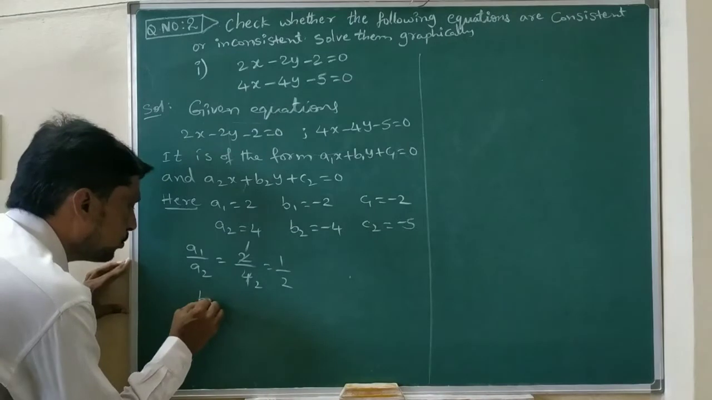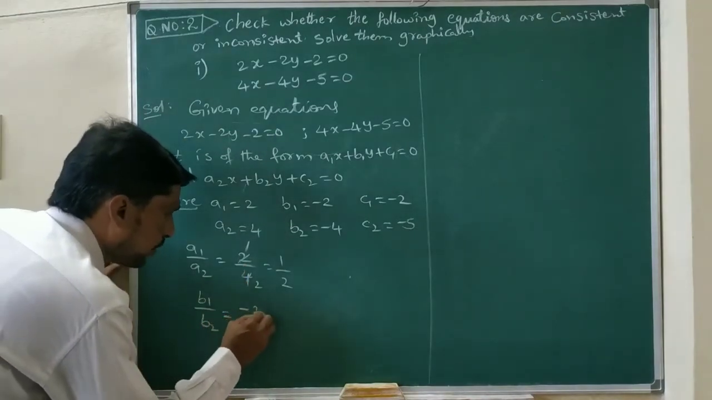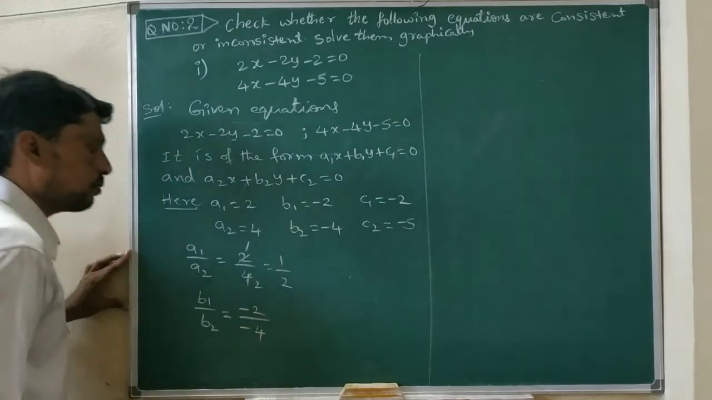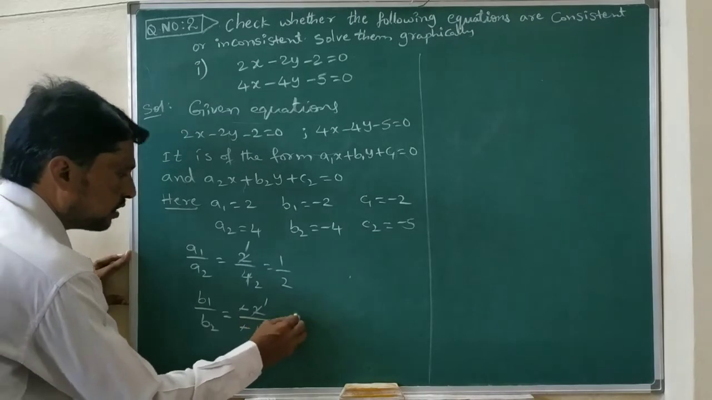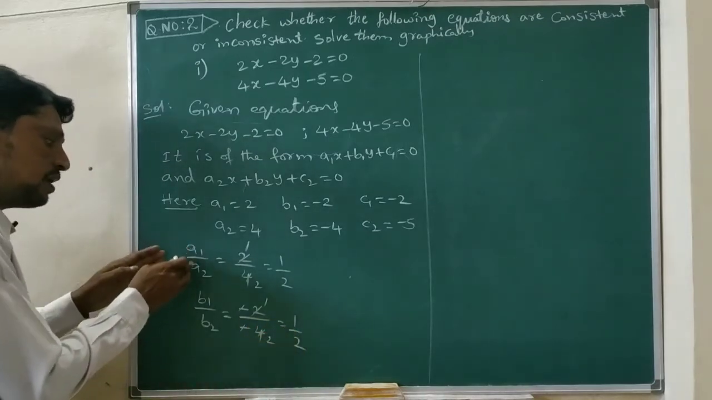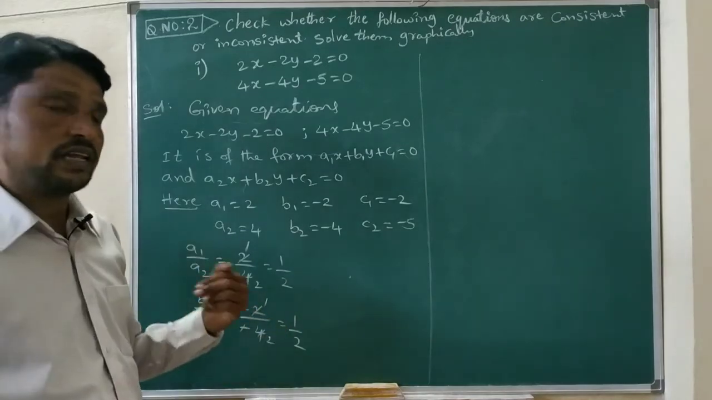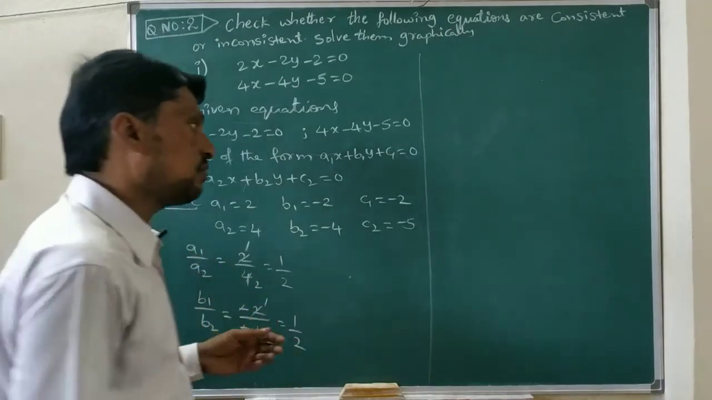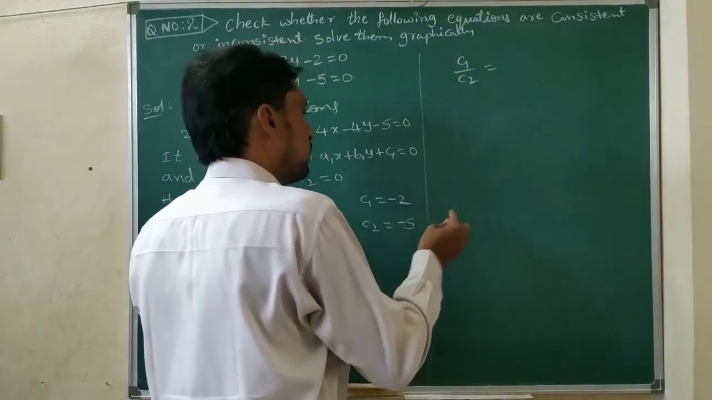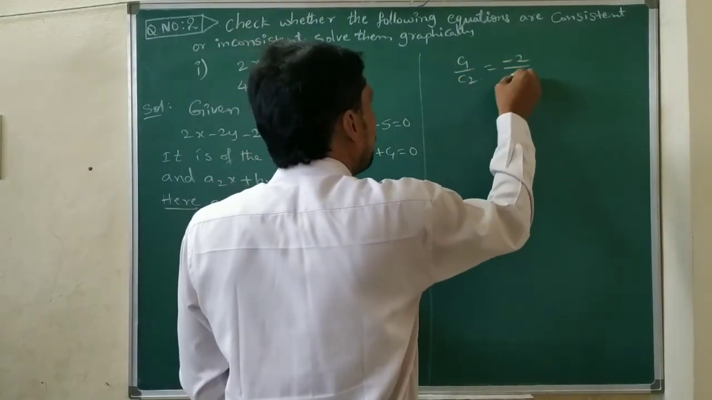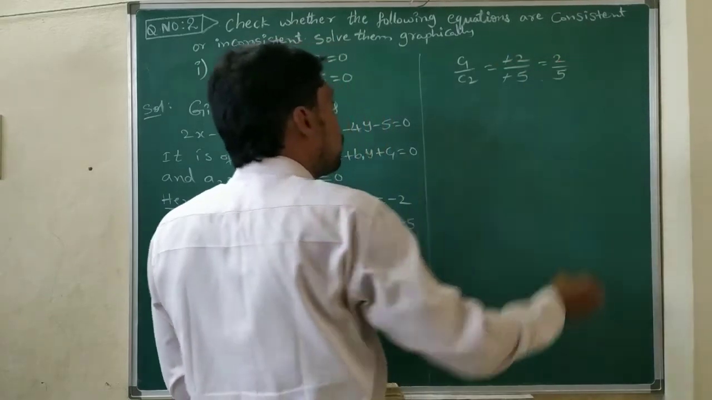Next, b1 by b2 we can take. So b1 by b2 means the b1 value is minus 2 by the b2 value minus 4. Minus minus get cancelled. 2 ones are 2, 2 twos are 4, that equals 1 by 2. So a1 by a2 equals 1 by 2, and b1 by b2 also we got 1 by 2 only. Both are equal. Then you can find out c1 by c2 also. So what is c1 by c2? Minus 2 by minus 5. Minus minus get cancelled. So we got here 2 by 5.